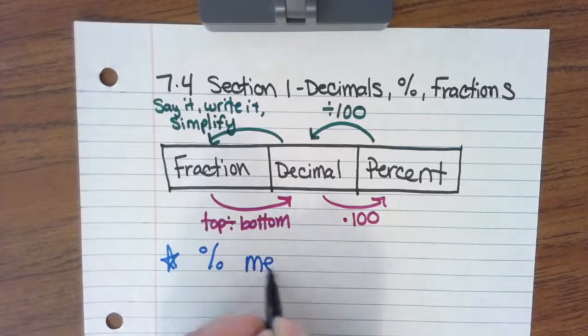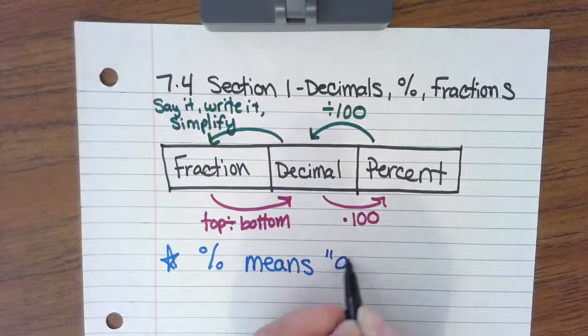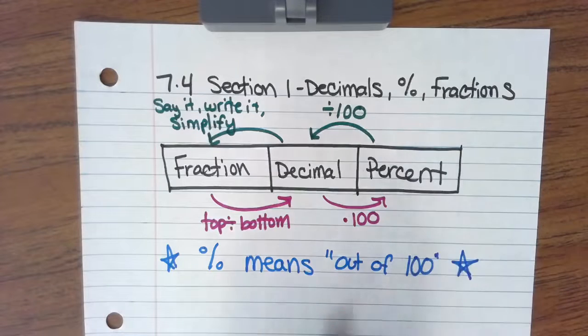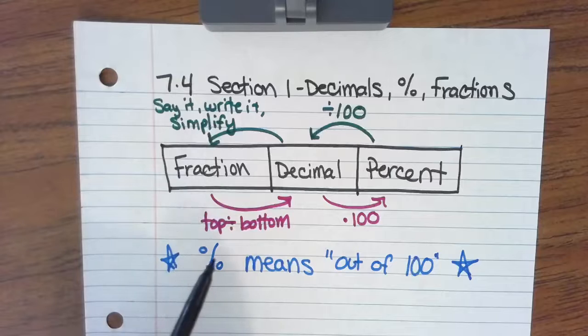Percent means out of 100. So when you see the percent symbol, if you see something that says 25%, that means 25 out of 100. If you see 99%, that's 99 out of 100. Okay? So let's look at some examples.